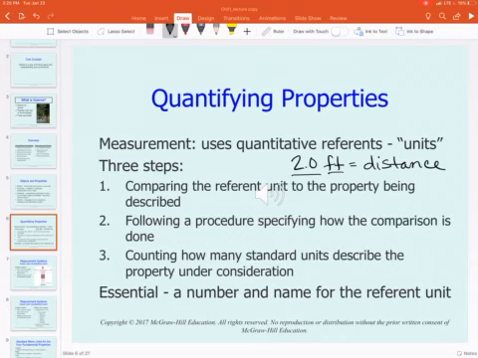And 3, we're going to count how many standard units describe the property under consideration. So if we're talking about distance and we end up with a unit like feet, then that's pretty good. If we're talking about distance and we're using a number that has a unit of, say, kilograms, then we're not doing exactly what we're supposed to. We need to be finding a different number with a different unit.